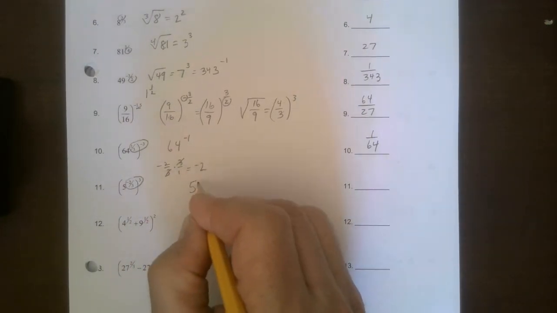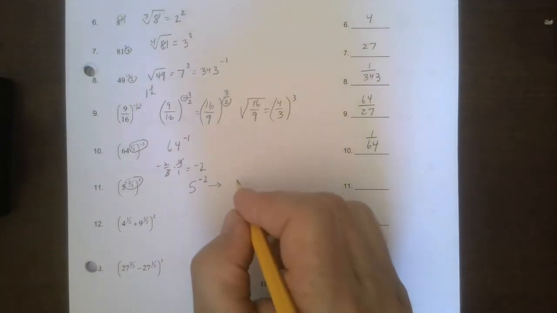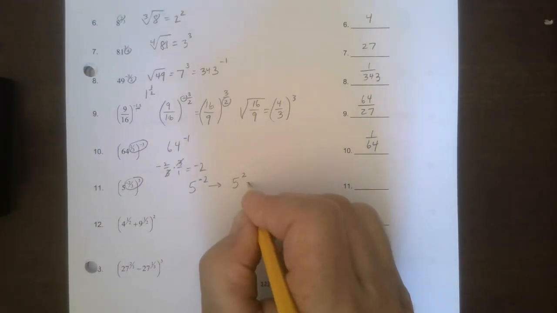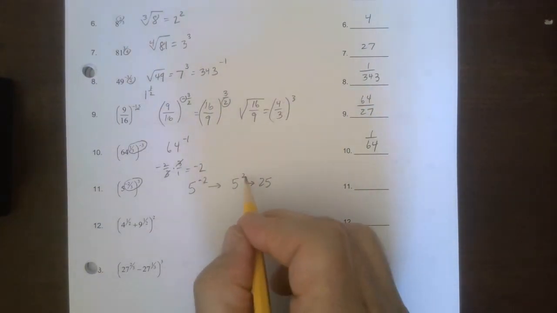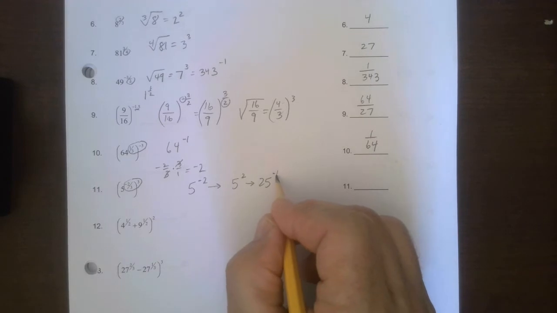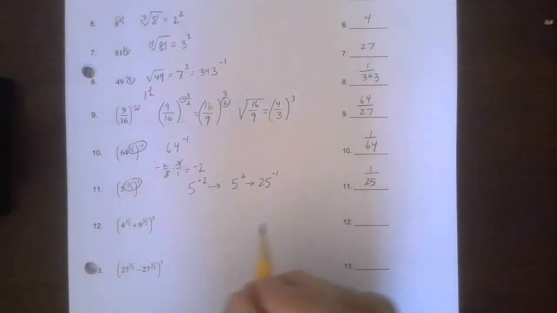So really this problem turns into 5 to the negative 2 power. What I'm going to concentrate on is just 5 squared, which is 25. But then I have a negative that's lingering, so I got to put it where it belongs, which is 1 over 25.